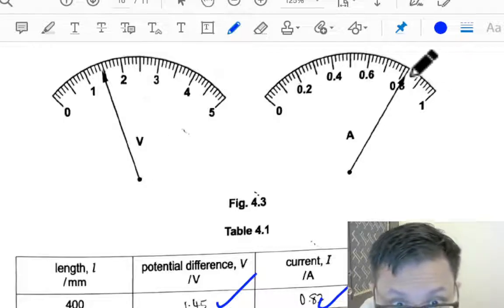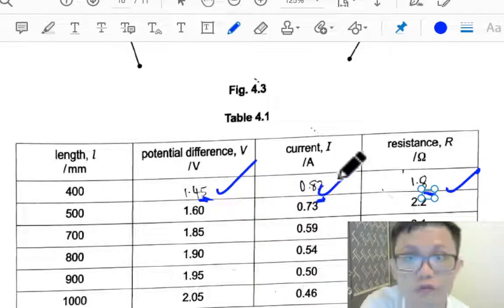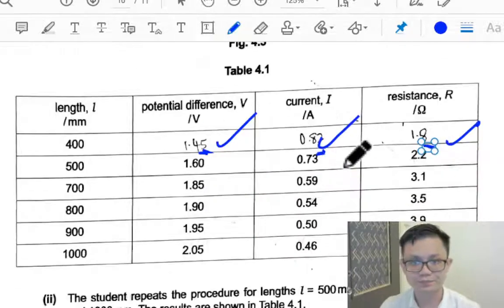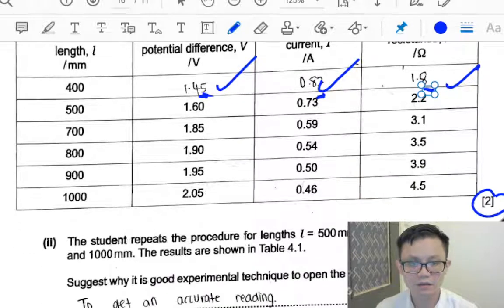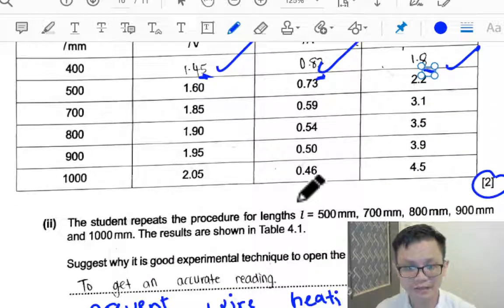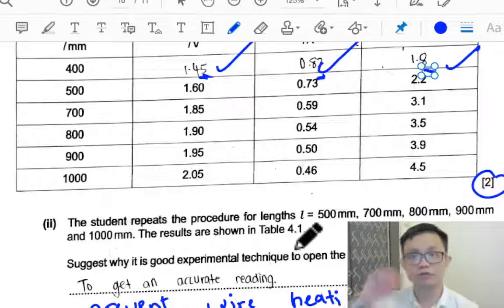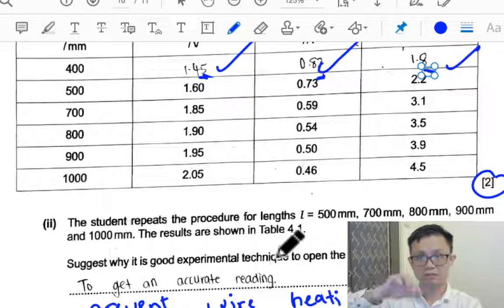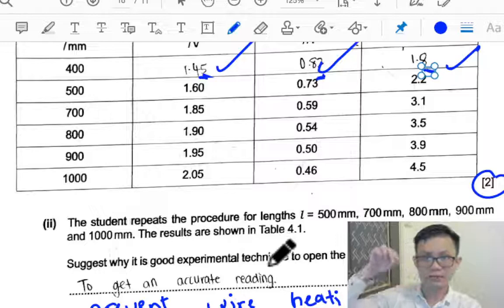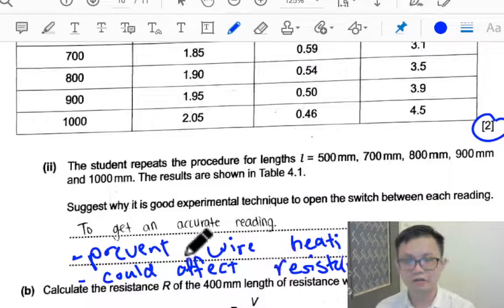0.882, is it? 0.82. Very good. 0.82. Get 2 marks. The student repeated the lengths: 500, 700, 800, 900, 1000. Suggest why it is a good experimental technique to open the switch. Why do you want to open the switch? Open, close. Open, close. Okay, why?